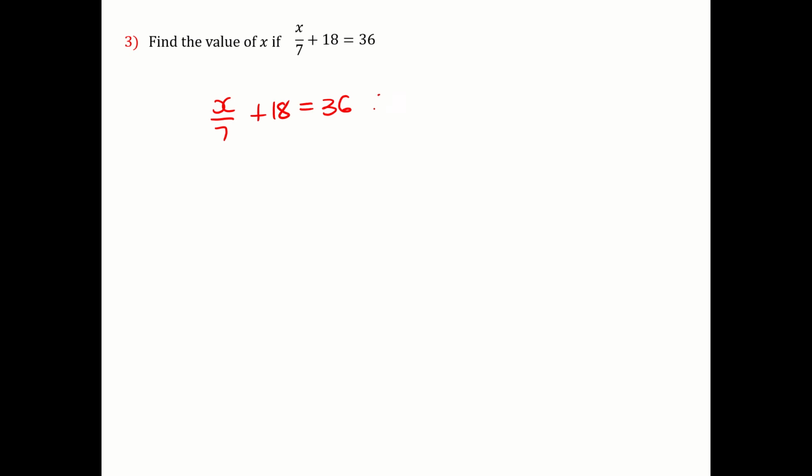The opposite of plus 18 is minus 18. So I need to take away 18 from both sides of the equation. If I take away 18 from here, they're opposite, so I get x over 7. If I take away 18 from here, 36 take away 18 is 18. Now I need to get rid of the 7. Remember, a fraction means the top divided by the bottom, so we're dividing by 7. The opposite of dividing by 7 is timesing 7. So they're opposite, they cancel. And then 18 times 7 is 126.